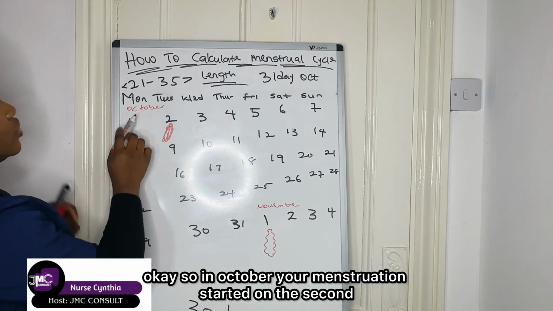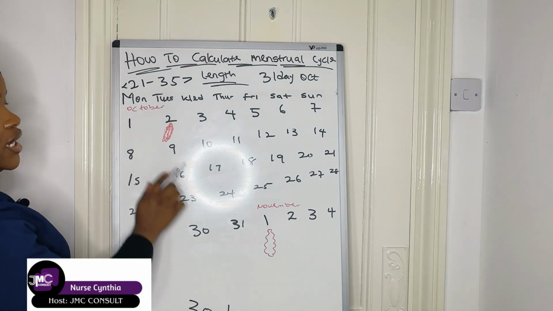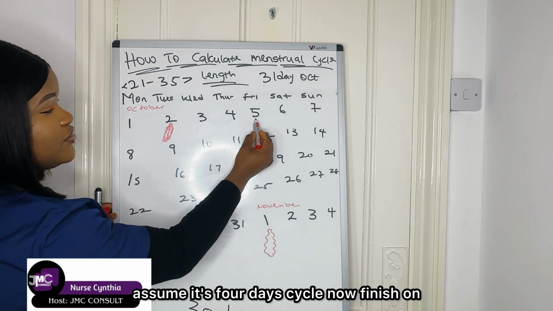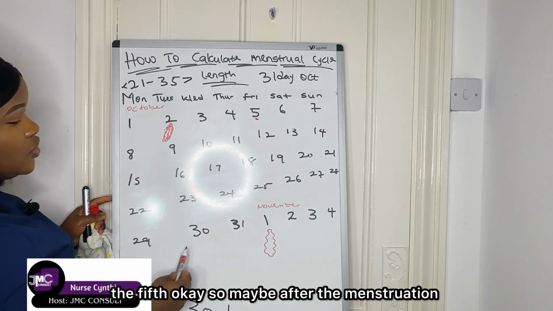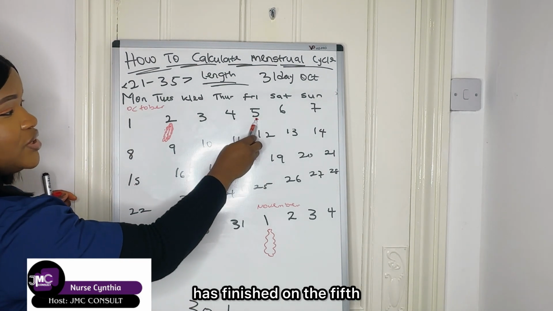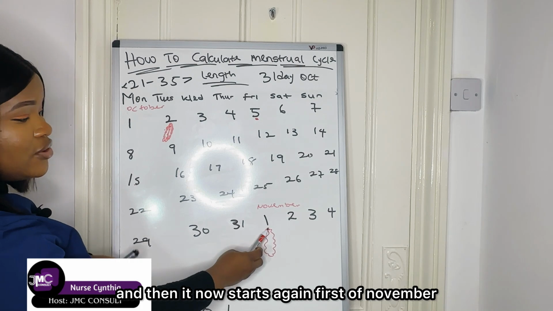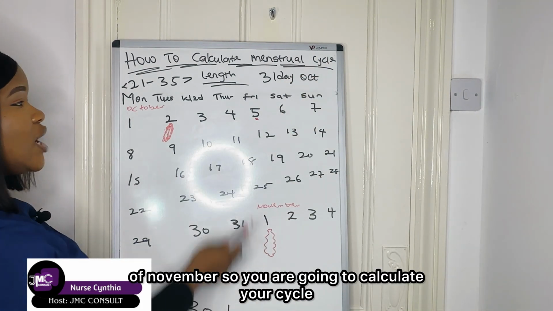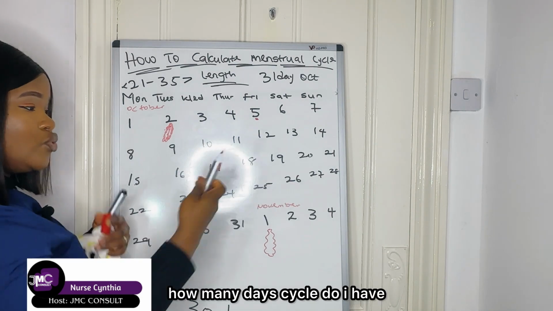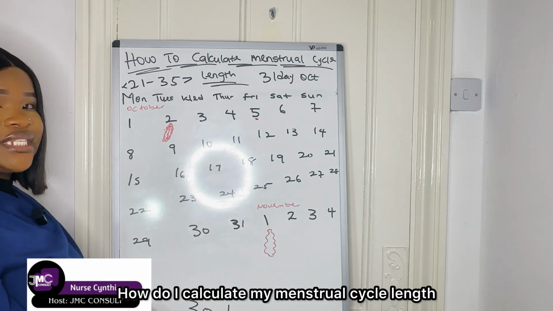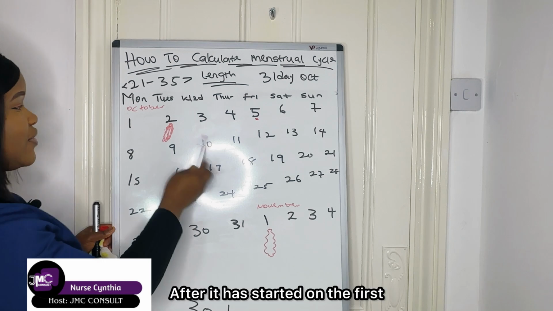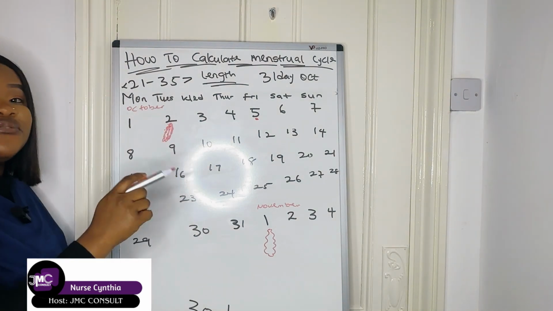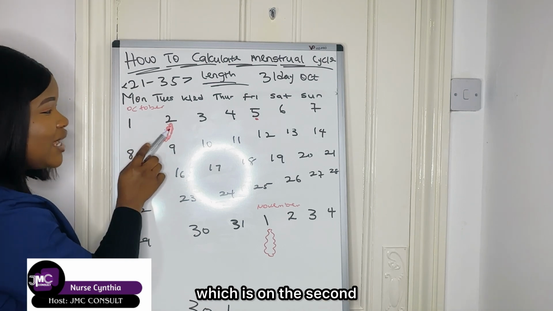Okay, so in October, your menstruation started on the 2nd, and then finished on the 5th. Let's assume it's a 4 days period. Maybe after the menstruation has finished on the 5th, it then starts again on the 1st of November, which means the following month. So you are going to calculate your cycle. How many days cycle do I have? How do I calculate my menstrual cycle length? Now it's easy. After it has started on the 1st, just calculate from the very first day it started, which is on the 2nd.